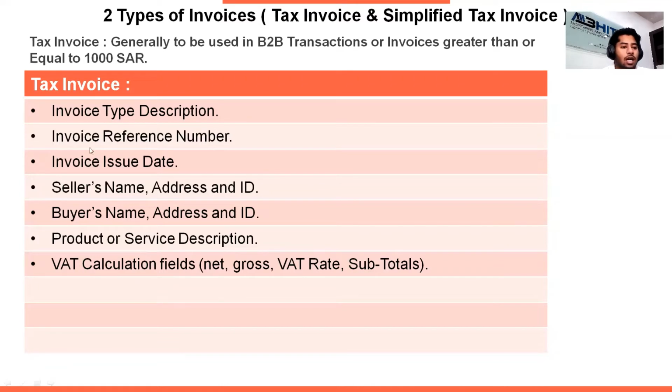So the first thing is it should contain an invoice type description, the invoice reference number, invoice issue date, the seller's name, address, and ID, the buyer's name, address, and ID, the product or service description, and the VAT calculation fields, which are the net amount, the gross amount, the VAT rate for each product or service, and the subtotals. So this was the tax invoice.